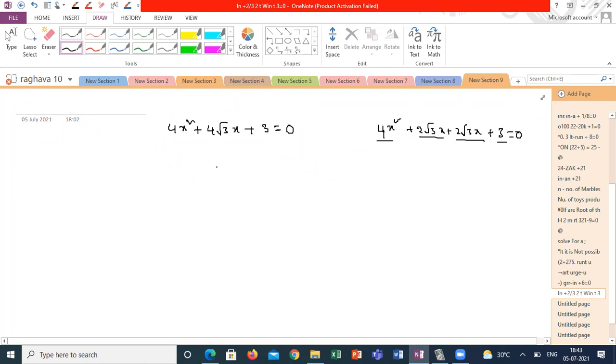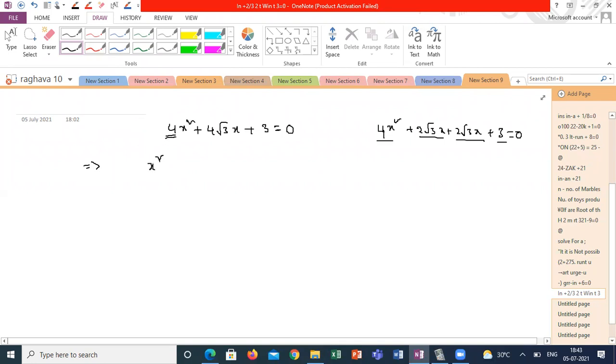But how to do it using the perfect square method, converting into a perfect square? What is the first step, guys? I told you, what is the first step? Can anyone remember the first step? Identify the coefficient of x square. What is the coefficient of x square here? 4. Divide the whole thing by 4.